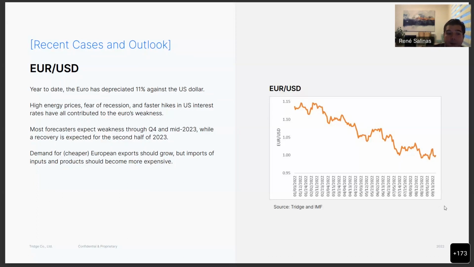A weaker euro should boost internal trade, European countries trading with European countries. But outside of Europe, there could be an increasing demand for European products as their exports are now cheaper for importers. However, imports of inputs and other products are now relatively more expensive for European buyers.